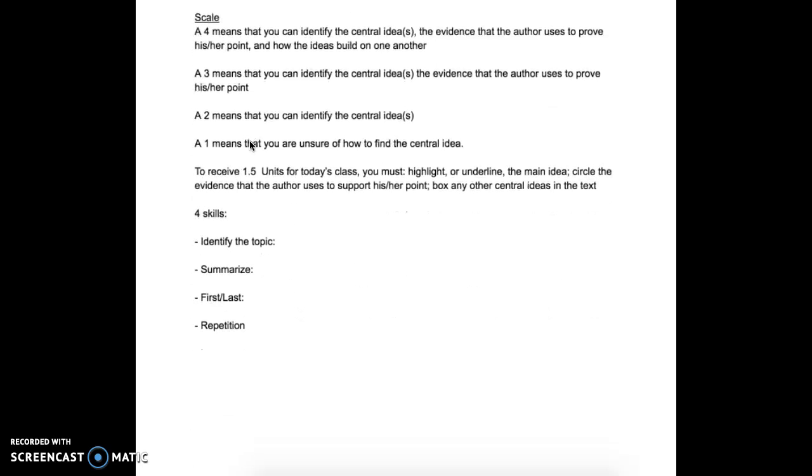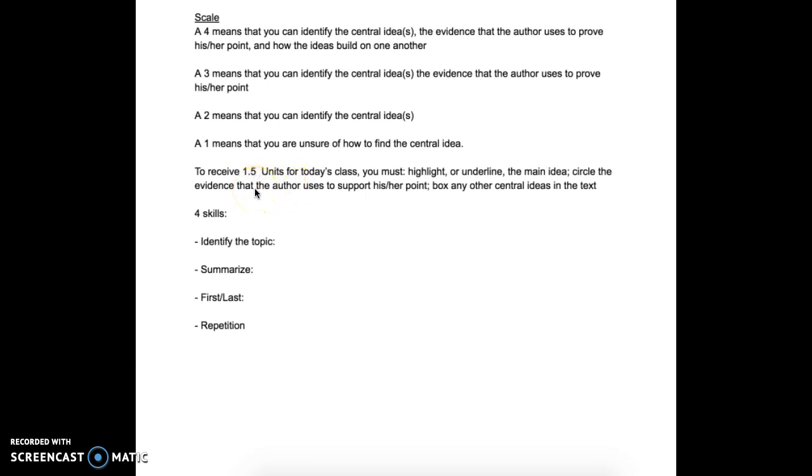This scale should look familiar. A 4 means that you can identify the central idea, the evidence that the author uses to prove his or her point, and how the ideas build on one another. A 3 means that you can identify the central idea or ideas and the evidence that the author uses to prove his or her point. A 2 means that you can identify the central idea, but you're missing some of that evidence. And a 1 means that you are unsure of how to find the central idea.